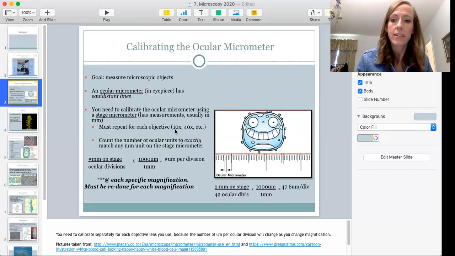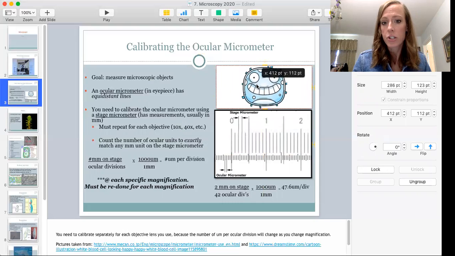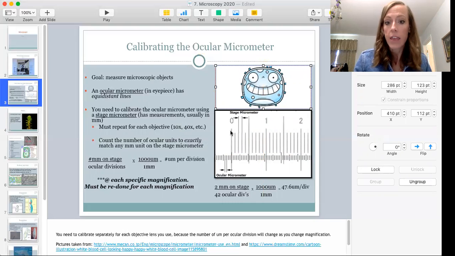If you have your microscope set to the 10x objective, what you then can do is place a stage micrometer on the stage. So you would have to remove the slide that has your cell, and then place a stage micrometer on the stage. That'll be on a different slide. This stage micrometer has actual measurements, usually in millimeters. So this is, for instance, 1 millimeter, 2 millimeters, and you would place that slide on the stage and line it up directly with 2 lines on your ocular micrometer.